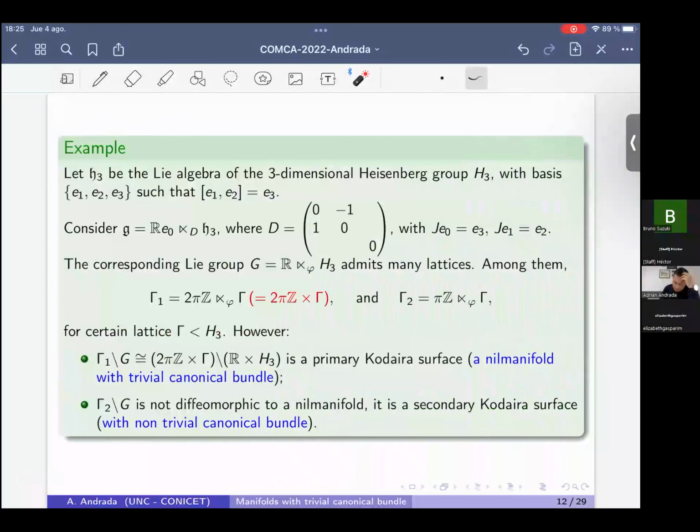One example, in dimension 4: we take an extension of the Heisenberg 3-dimensional Lie algebra. This e0, where we have e1, e2 is e3, this bracket. e0 acts on h3 using this matrix. This is a derivation. We can consider a complex structure which sends e0 to e3 and e1 to e2. It is integrable.